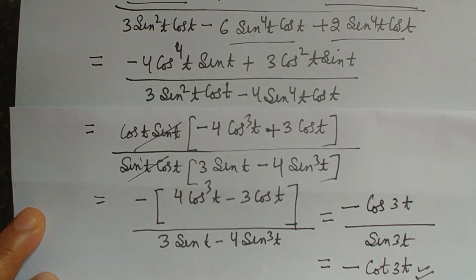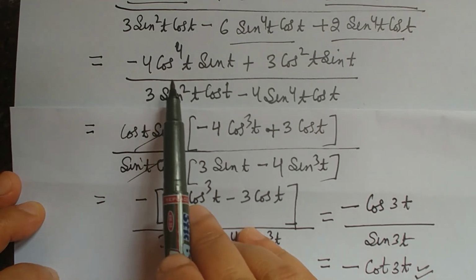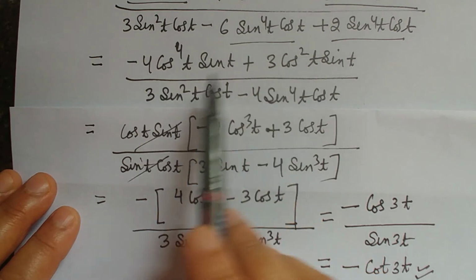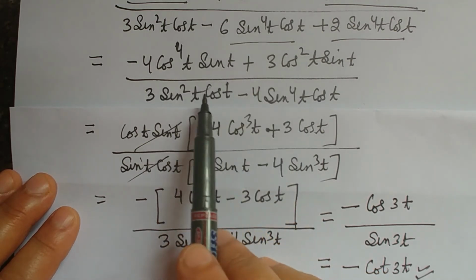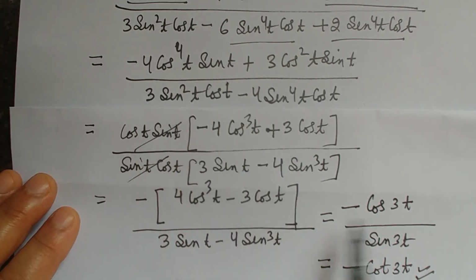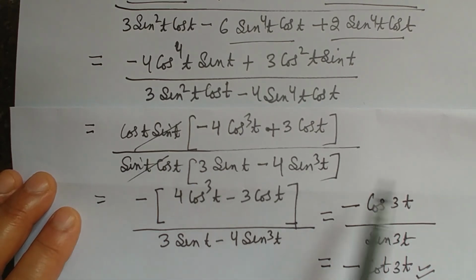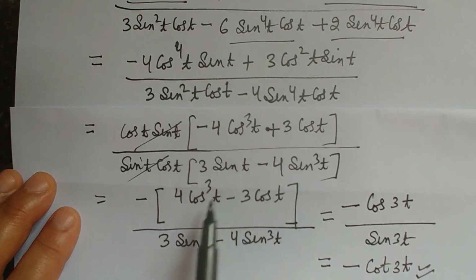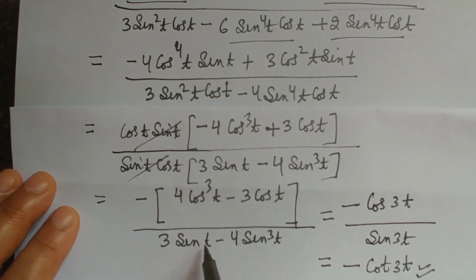Okay, so I have to think, maybe I can take the maximum power of cos square t and sin t common from here, but afterwards, to make it a formula, to reduce it to the formula of cos 3t and sin 3t, I have to multiply it back inside, so that I get this term, 4 cos cube t minus 3 cos t, and like this in the denominator.